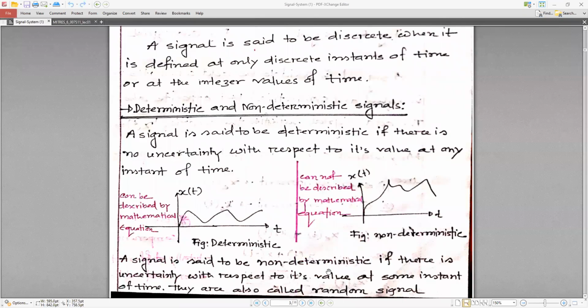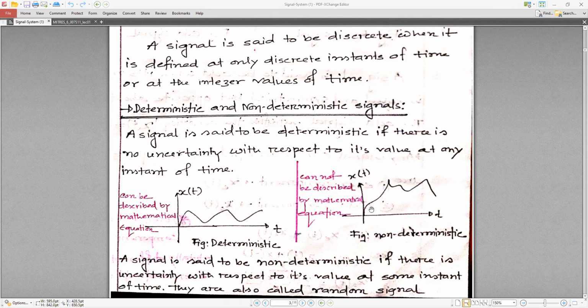Now the deterministic and non-deterministic signals. A signal is said to be deterministic if there is no uncertainty with respect to its value at any instant of time. See, this is a sinusoidal wave. So at some time later, the signal can be described by a mathematical equation. Using a mathematical equation, you can describe this deterministic signal.